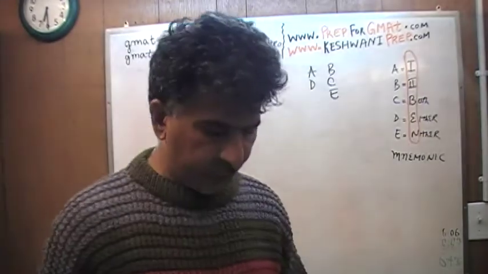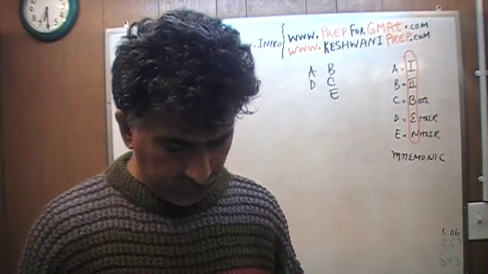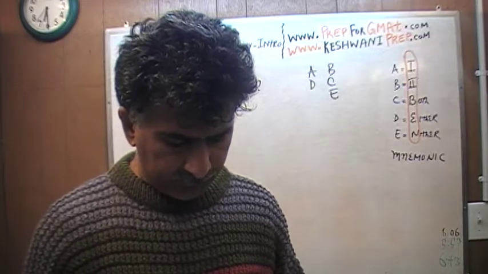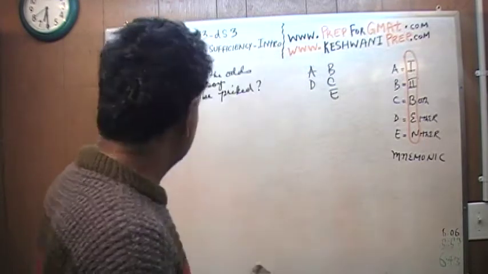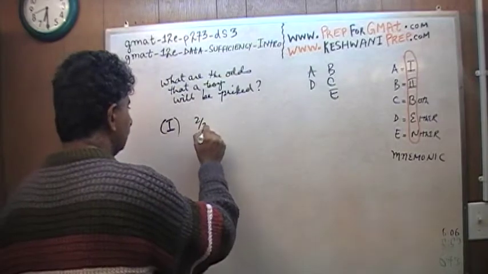See what the first statement says. The first statement tells us that 2/3 of the students in the class are boys. Well, there you go then. 2/3 of the class are boys. 2/3 of the students are boys.